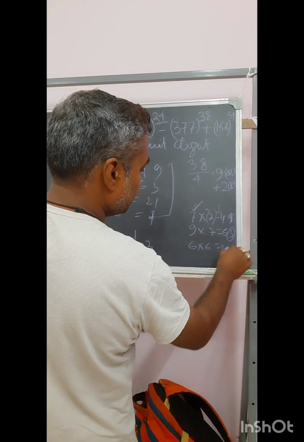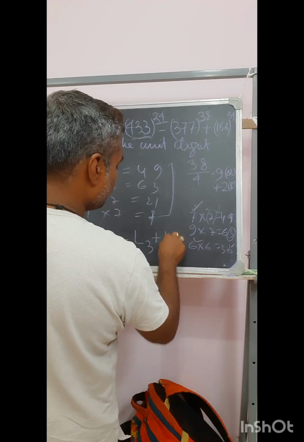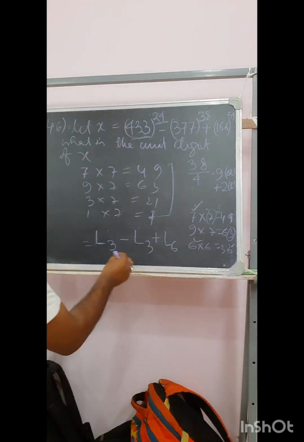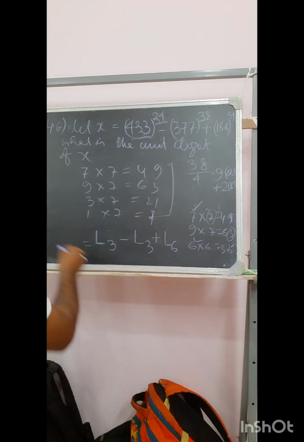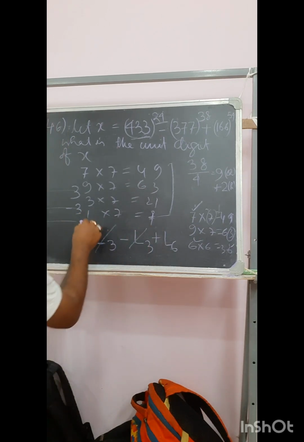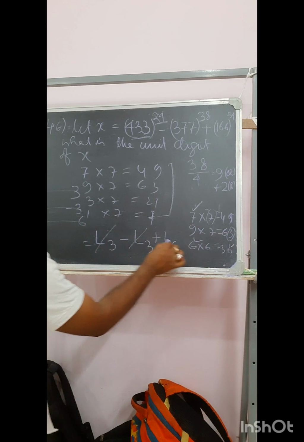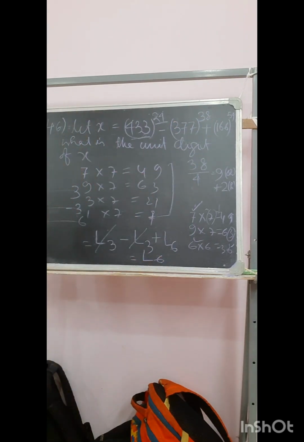And for 6, 6 into 6 is 36. That means 6 is not changing. So every time I will get 6 at the last place. So the last place for this is also 6. Now, what is the last place for the whole expression? This is last place 3, this is last place 3 with the minus, so I have to cancel it out. 3 will nullify 3, so it will be 0, and only the last term is 6, so 6 will remain. So the last digit for the overall sum will be 6.